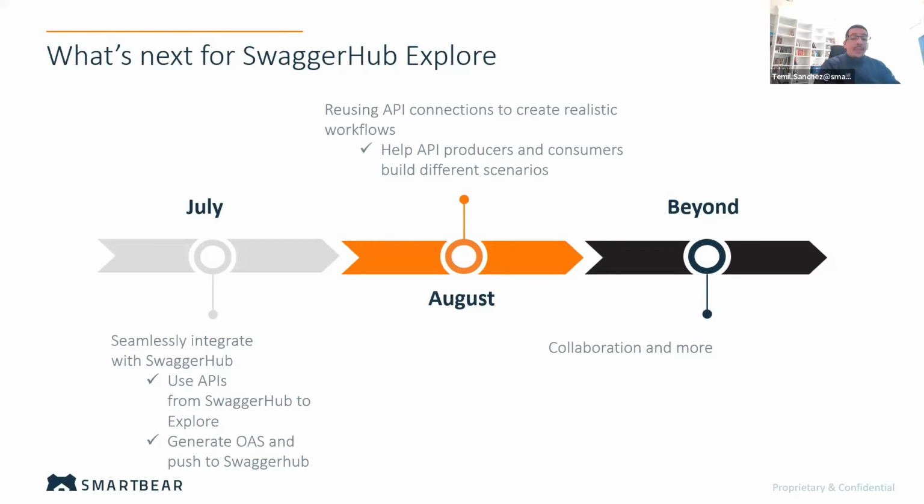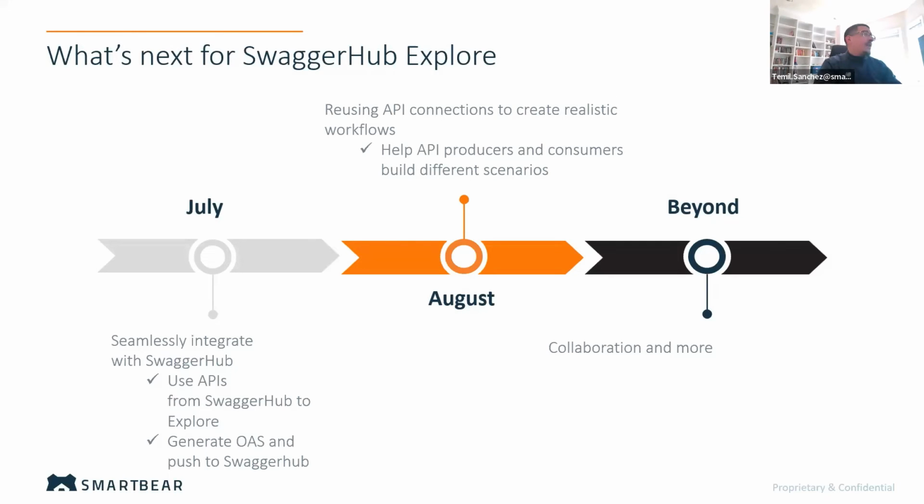We will also have the capability of generating OAS. So if you're past the point of design and you've built the API already and you have no OAS file and you want to quickly create documentation, you will be able to do that from Explore, and even better yet, push it directly into SwaggerHub for seamless interaction there, and make sure that you increase adoptability of your APIs via that documentation process.